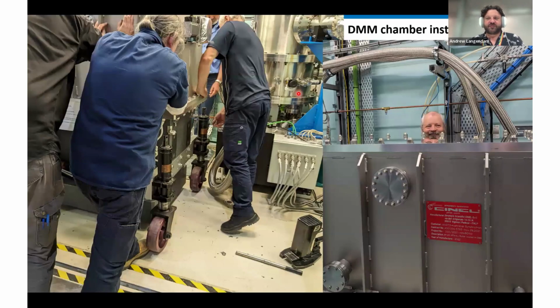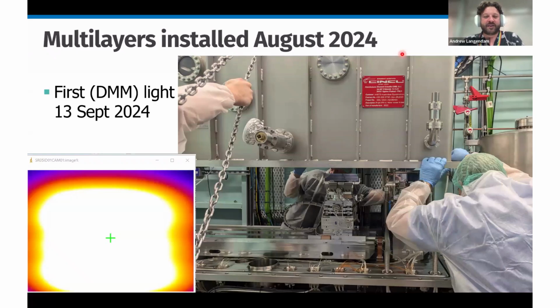So here's a little bit of the install of the optic. Our great tech, Alan Easton, who did a lot of the work, is just hiding behind the optic there. Our optic hutches tend to be pretty full, so space is a bit tight. And here's us actually putting the lid on. The multi-layer is here.